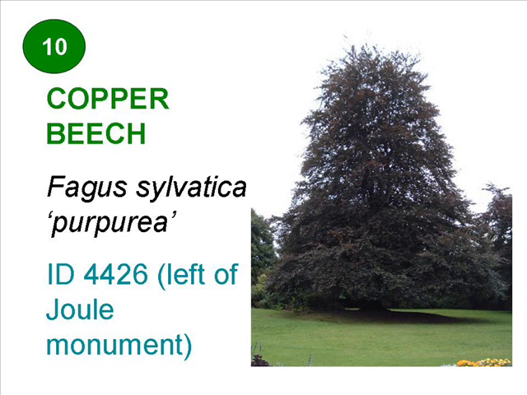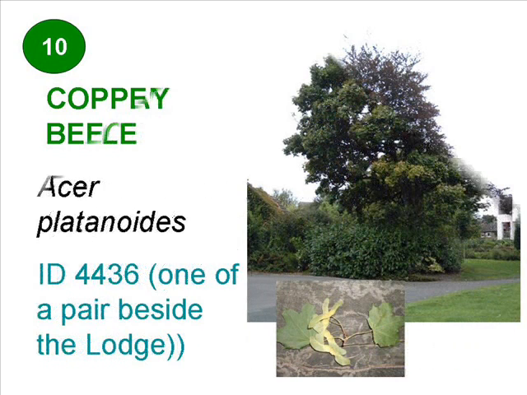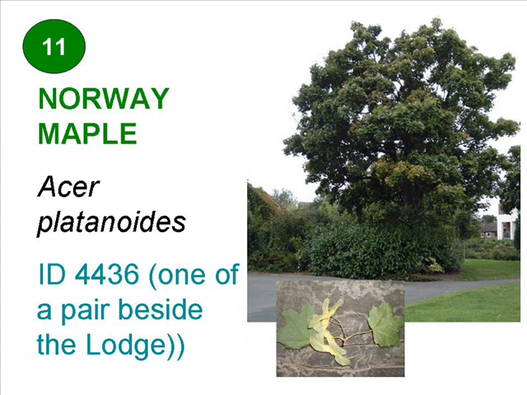To find the next tree, the Norway maple, walk down the path past the flagpole and you'll find a pair of these trees behind the lodge. Tree 11 is the Norway maple, ID 4436, one of a pair beside the lodge. Though like a sycamore, this is a smaller, neater tree with more slender toothed leaves, glossy on both sides, and its yellow fruits are more horizontally winged.